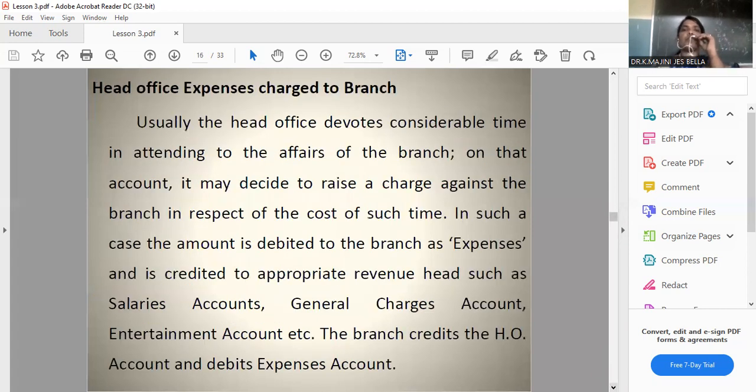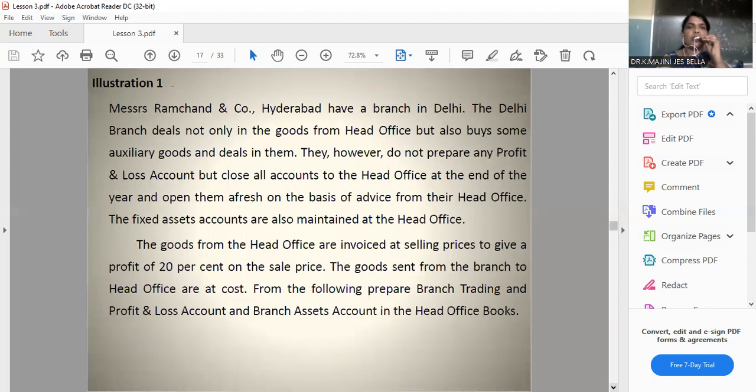Next, head office expenses charged to branch. Usually, the head office devotes considerable time in attending to the affairs of the branch. On that account, it may decide to raise a charge against the branch in respect of the cost of such time. In such a case, the amount is debited to the branch as expenses and is credited to appropriate revenue heads such as salaries account, general charges account, entertainment account, etc. The branch credits the head office account and debits its expenses.